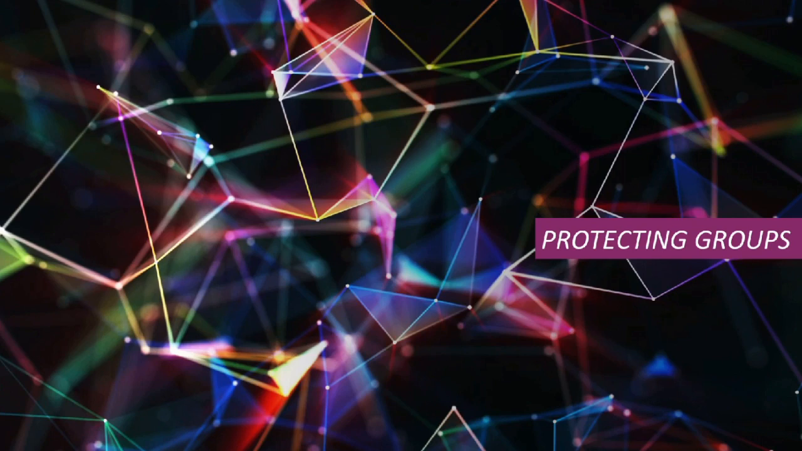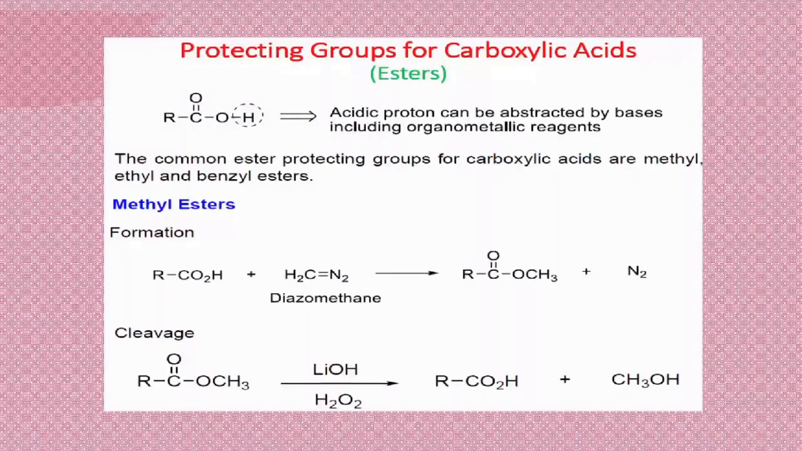Dear students, in the last class we discussed protecting groups, and we already discussed the protecting groups for alcohols and carbonyl compounds. Today we are going to discuss protecting groups for carboxylic acids, and protecting groups for carboxylic acids are usually esters, because in an acid, the acidic proton can be easily abstracted by bases including organometallic reagents. The common ester protecting groups for carboxylic acids are methyl, ethyl, and benzyl esters.